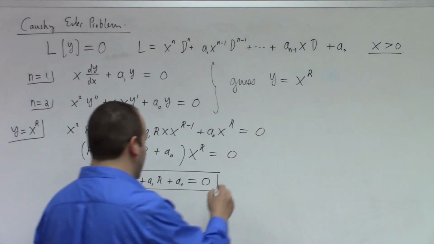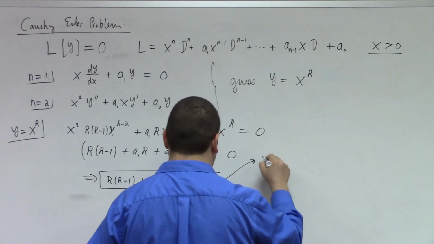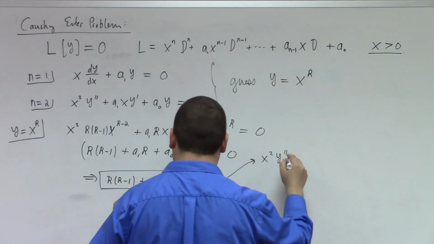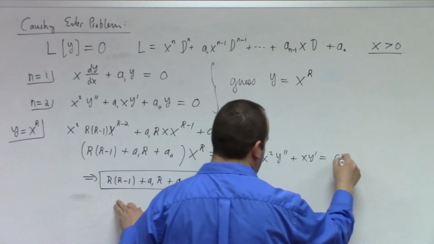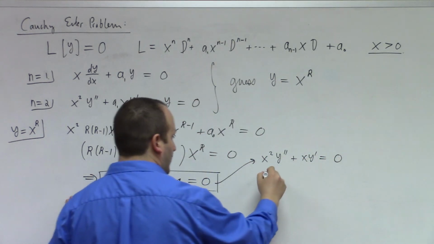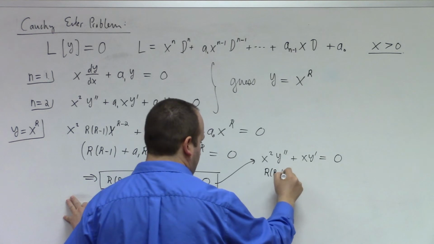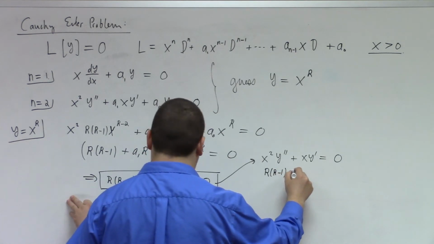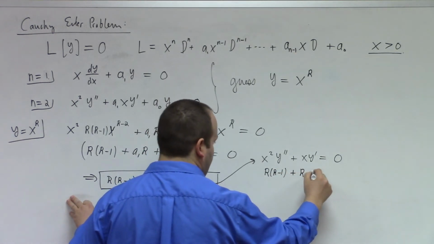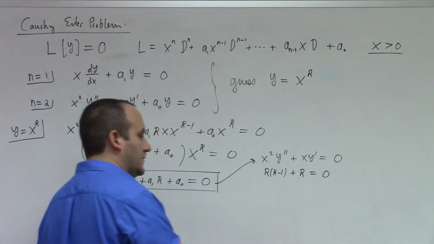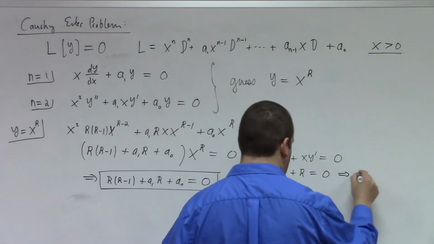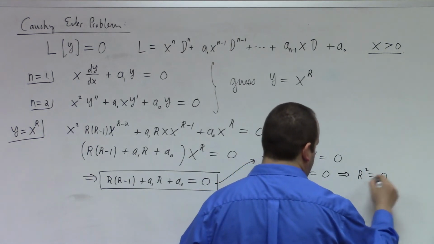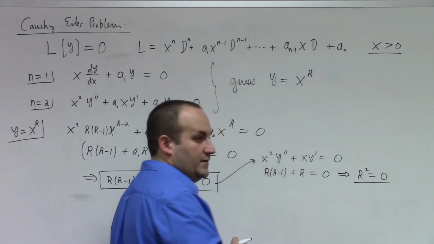So, I mean, we can try some different cases. Let's see here. How about x squared y prime prime plus x y prime equal to 0. What would that give us? r times r minus 1 plus r equals 0. So actually, that would give me r squared equal to 0. Okay, so that is the repeated root case I was looking for.